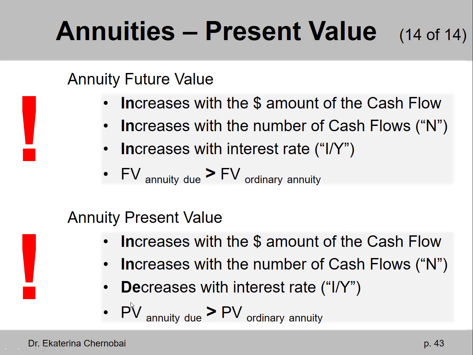And the last item I have to compare the two annuities is annuity due versus ordinary annuity. And this is again something that both future value and present value of an annuity have in common. Both annuity future value and annuity present value are higher when they're based on an annuity due case rather than on an ordinary annuity case.